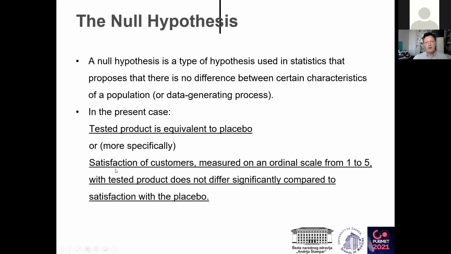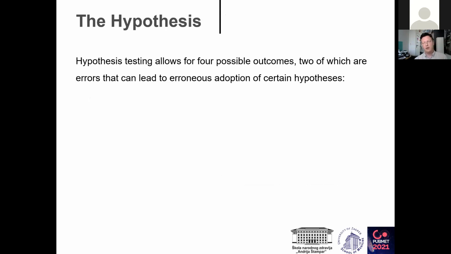Or more specifically, the satisfaction of customers, measured by this scale that we use from 1 to 5, same as in school, does not differ significantly. So customers, people who have used the products, are approximately comparably satisfied in both groups, in the Verum group and in the placebo group.